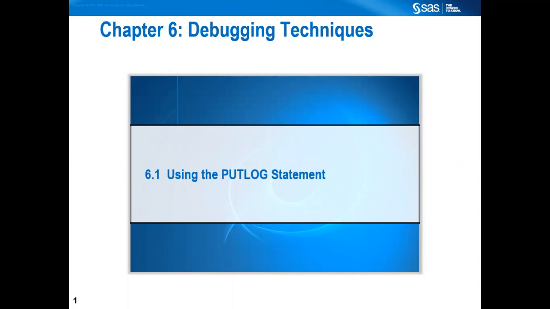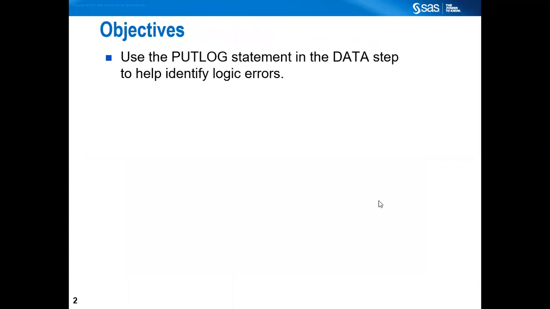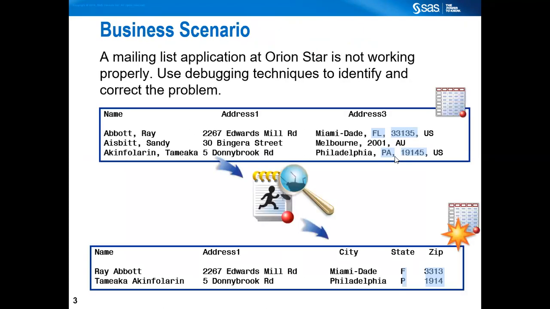And how can one find the logical error? One can always look into the errors with the PUT LOG statement, where it gives you a message in the log about your steps being processed at every point. Whenever SAS is processing a particular step, it gives you the message in the log. So the objective here is we'll use the PUT LOG statement in a data step to help identify logical errors.